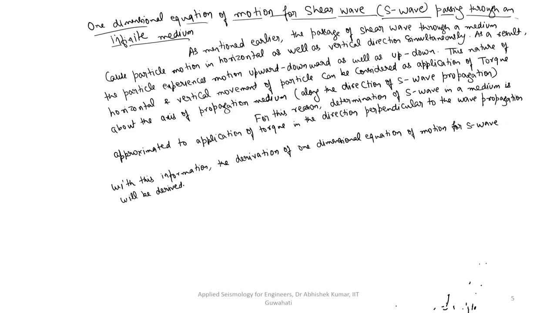So, that means, considering the nature of particle motions happening in horizontal direction and vertical direction simultaneously, that is approximated with respect to the torque. So, now, when we are interested to develop the one dimensional equation of motion for shear wave, we will take into account that there is a medium through which the wave is propagating, and this particular medium is subjected to torque, which is approximated to the nature of movement in the particle when the shear wave is passing through the same medium. So, let us discuss about it.